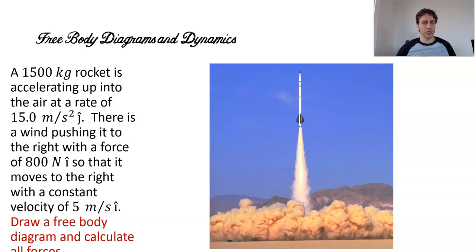There is a wind pushing it to the right with a force of 800 newtons, i hat, so that it moves to the right with a constant velocity. A constant velocity, that's important as well. 5 meters per second squared, i hat. Then it says draw a free body diagram and calculate all the forces, and that might be cut off, but anyways, that's the problem.